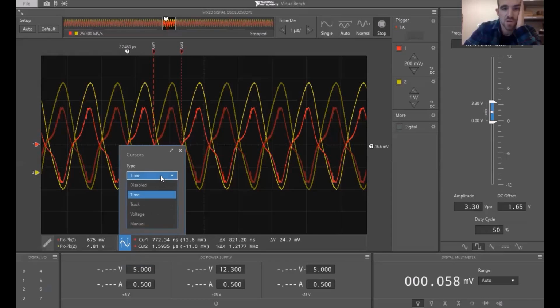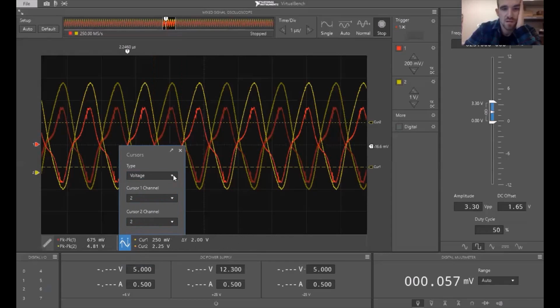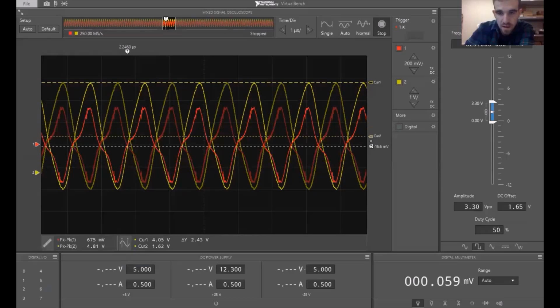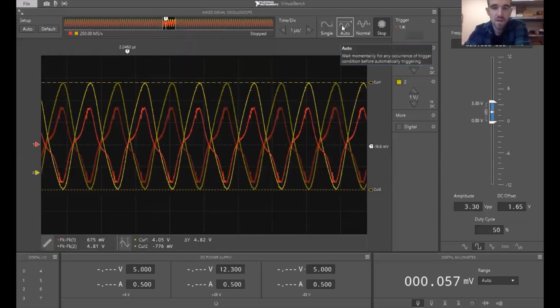So therefore, I want to measure voltage, and I will first measure the line 1 eye height. So what I want to do is put my cursor 1 up to the highest eye height, and then put my second cursor to the lowest eye height. And I get a Y difference of 4.82 volts.